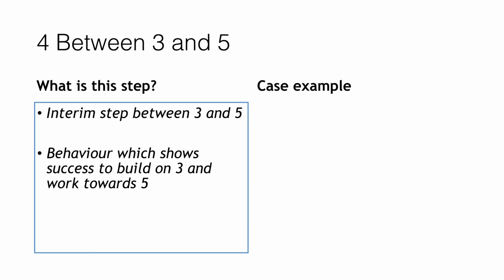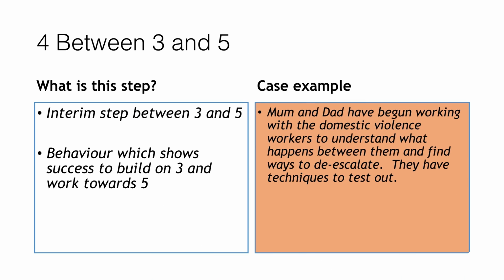Steps 4 and step 6 are very similar in the way that they are developed. For step 4, we look at the behaviours in step 3 and step 5 and search out what progresses the change between these two steps, what links them. In the case example, we see this described as parents working with domestic violence workers, parents addressing what happens between them, parents to look at tactics to de-escalate, parents have techniques to put into action.